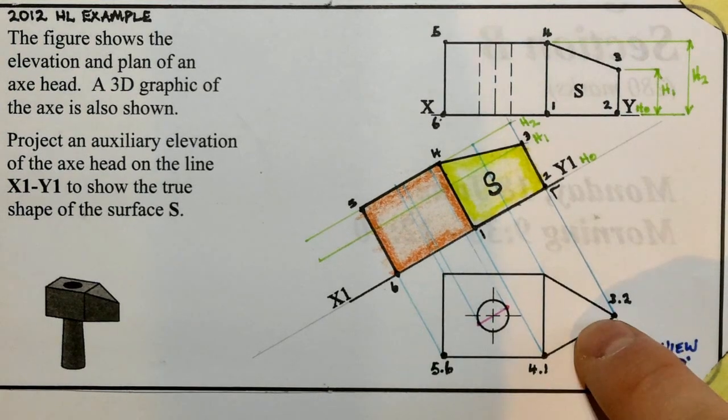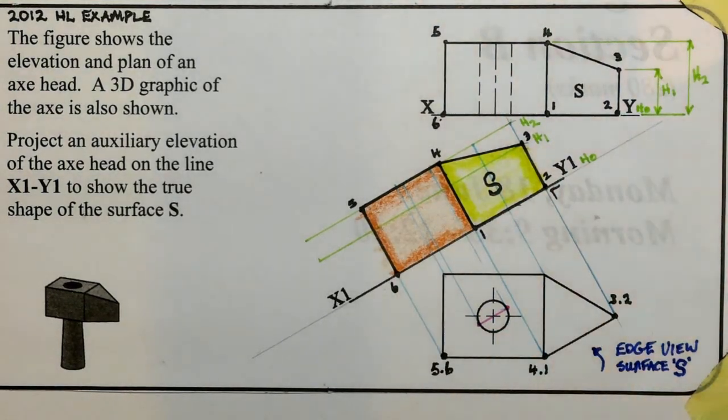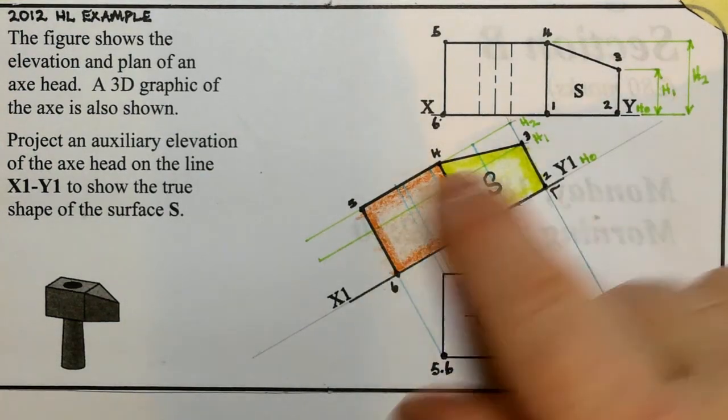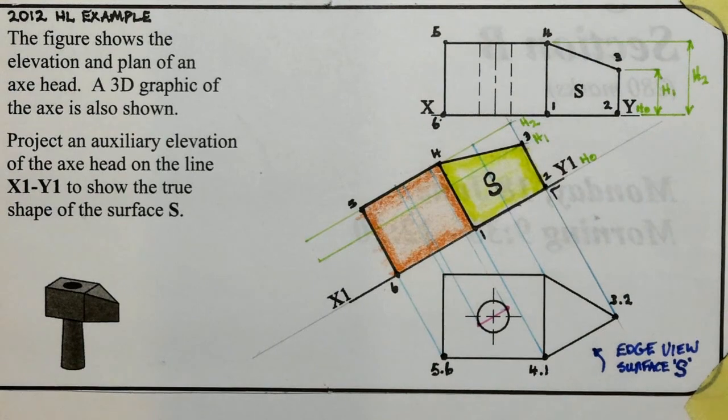So I got the true shape of that, but this here is just not the true shape. But it is part of the new elevation view that we're creating here in our auxiliary. Now let's have a look at the other points.